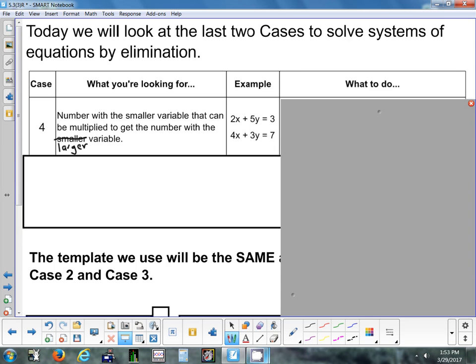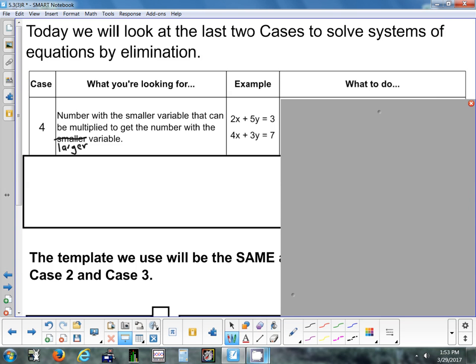What are the numbers with my x's? What are the numbers attached to my x's? 2 and 4, good. And what are the numbers attached to my y's? 5 and 3. In those 2 pairs, is there a smaller variable that can be multiplied to get a larger variable? Vanessa? The 2x. I can multiply 2x by something that'll give me 4x.